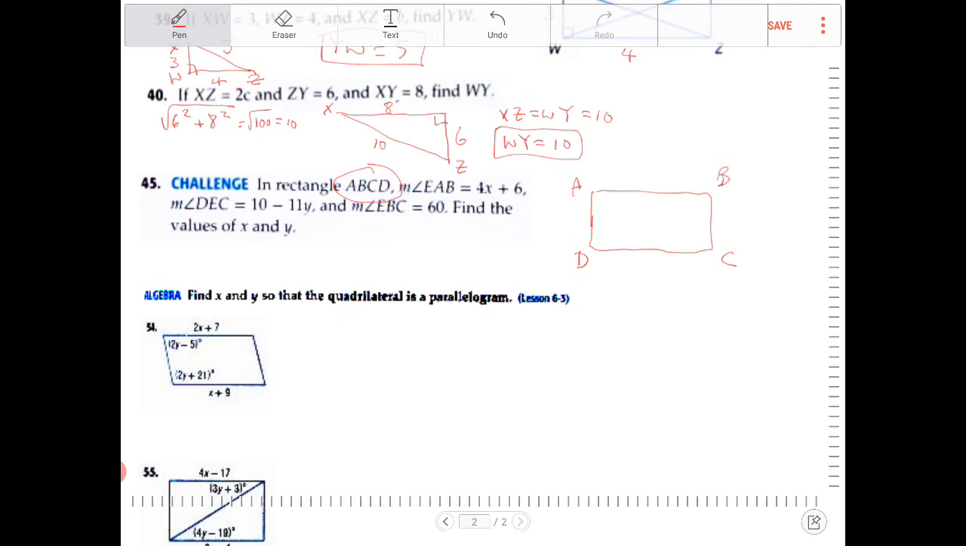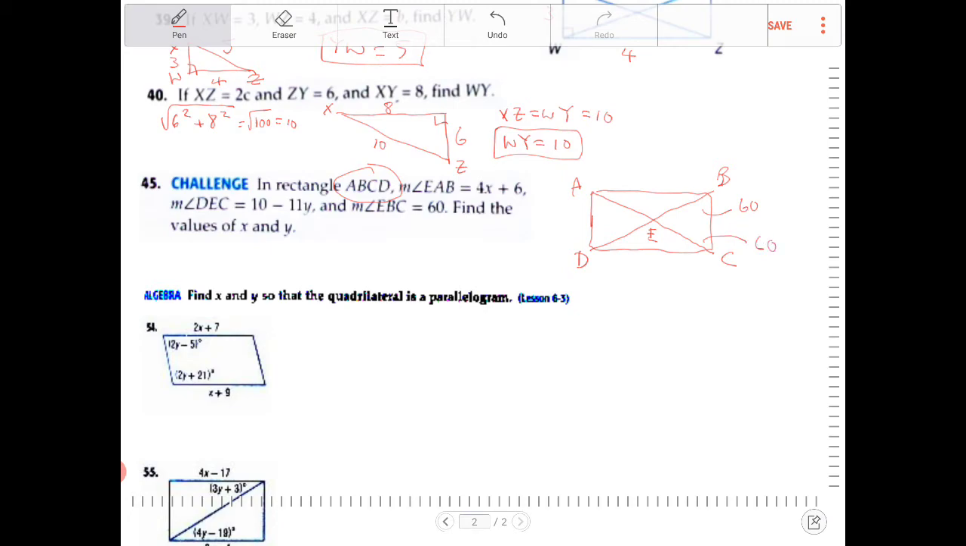Angle EAB is equal to 4x plus 6. They didn't say this, which is bad on their part, but I'm going to assume that E is the intersection of the diagonals here, and it says that angle EAB is equal to 4x plus 6. Okay, and DEC is equal to 10 minus 11y, and EBC is equal to 60. EBC is equal to 60, so that means this angle over here is 60 degrees. Find values of x and y. Okay, so if that's 60, that means this is 60.